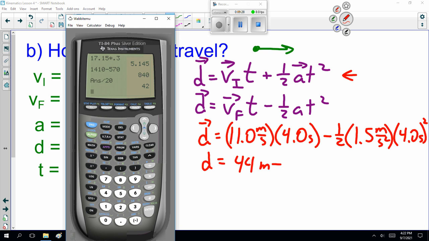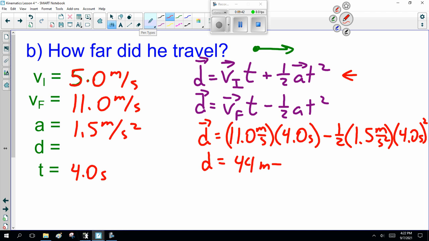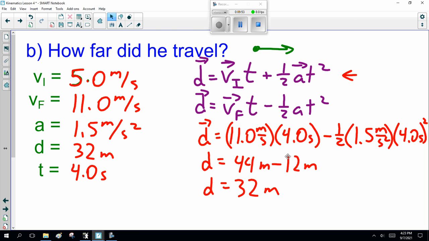Let me double check. 0.5 times 1.5 times 4 squared. It is 12. Woohoo! Displacement is 32 meters. Notice it's plus 32 meters. Okay? Now, if you don't believe me, try it using the first formula, v initial t plus 1/2 AT squared. It should still work. All right?